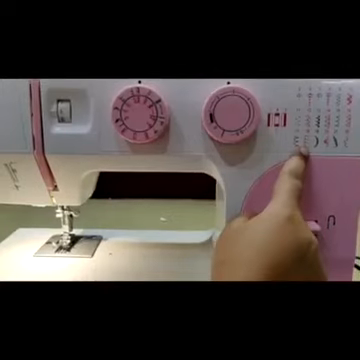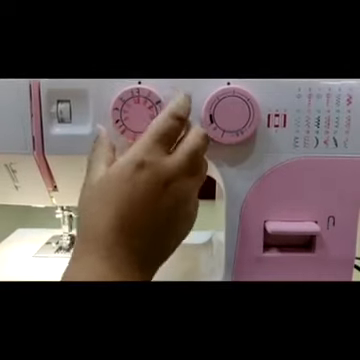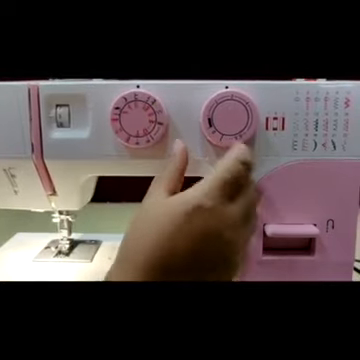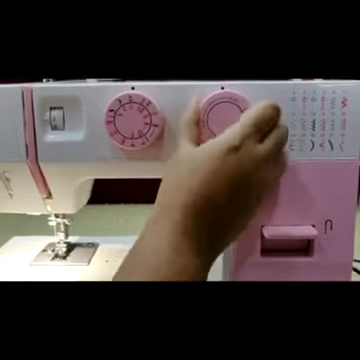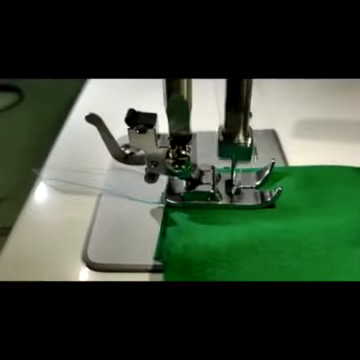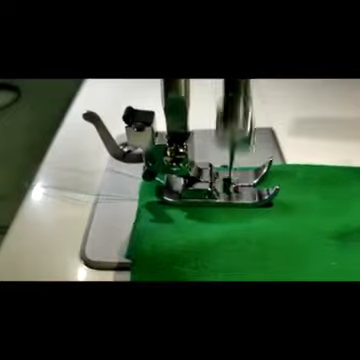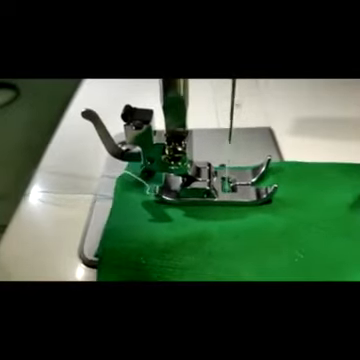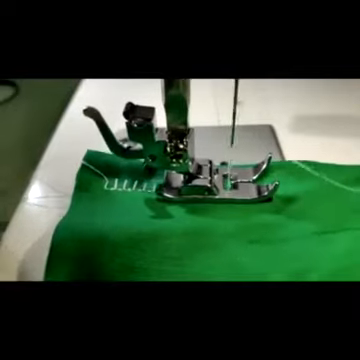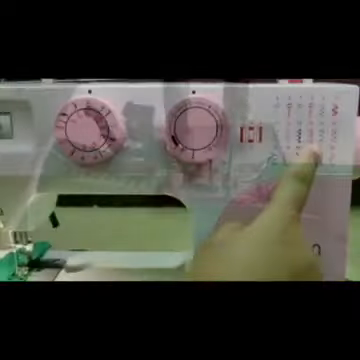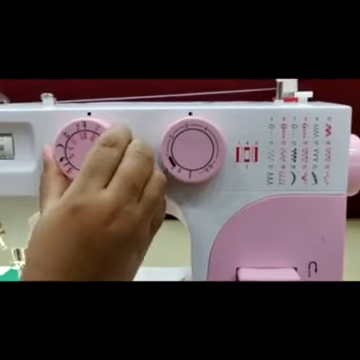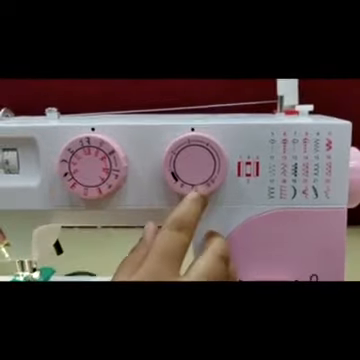Set the pattern selector dial on 18. Set the stitch dial on SS. Set the pattern selector dial on 14. Then set the selection dial.